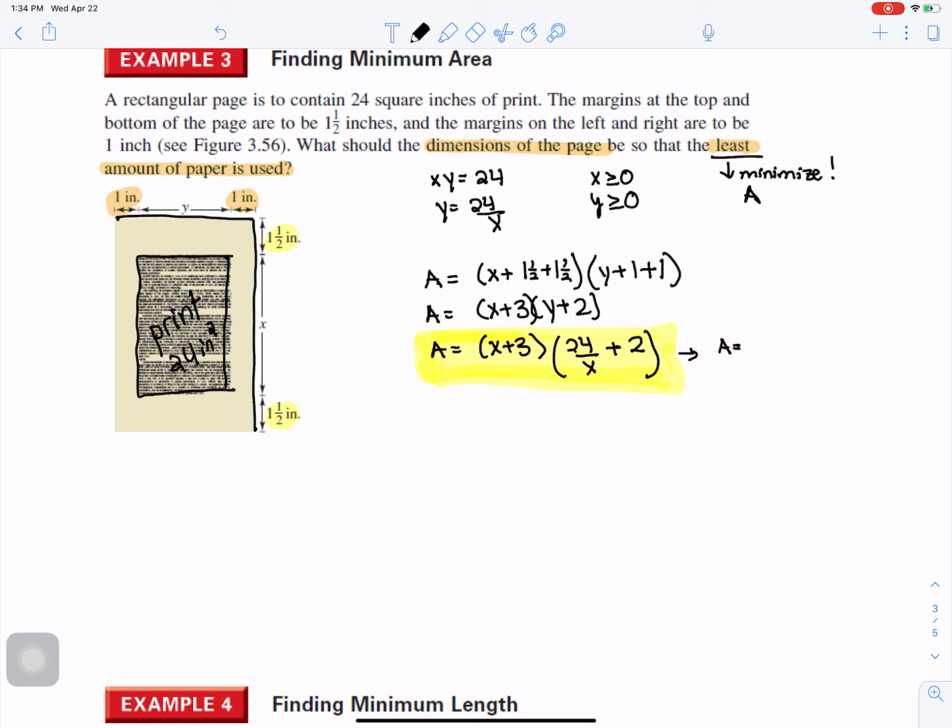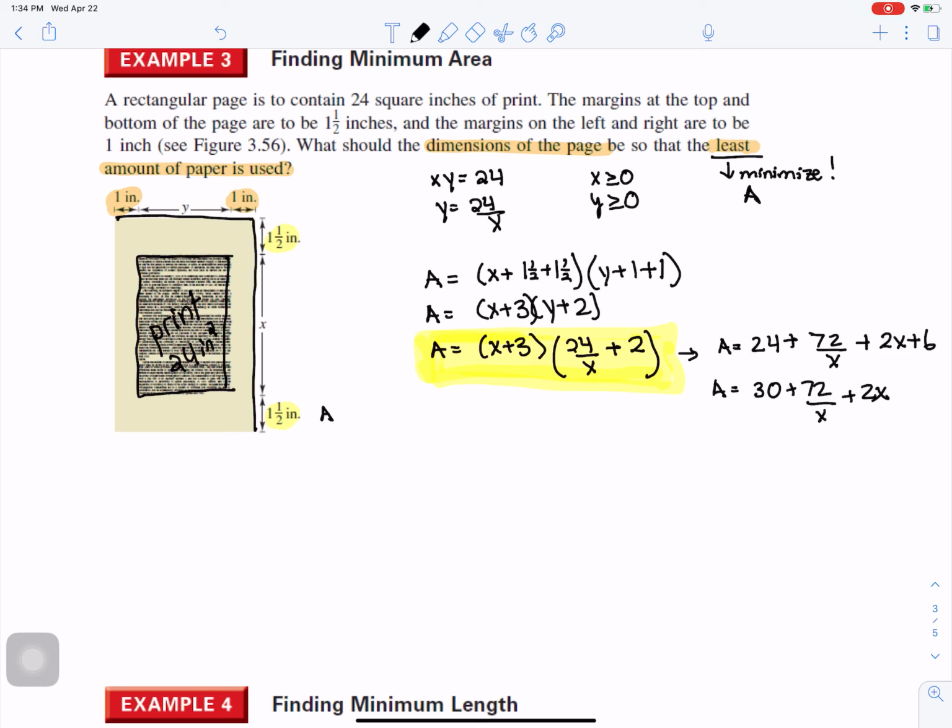So let's distribute this out. I get 24 plus 3 times 24 over x. So 24 times 3 is 72. So this would be 72 over x plus 2x plus 6. So I'm going to clean that up a little more: 30 plus 72 over x plus 2x.